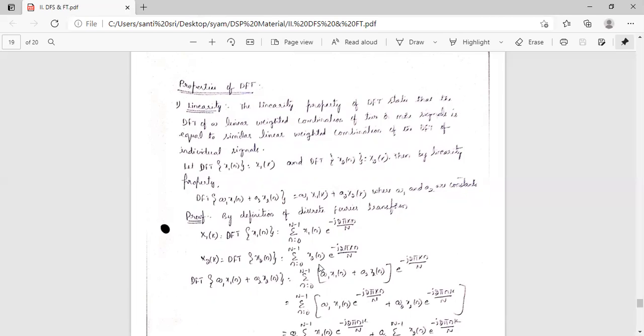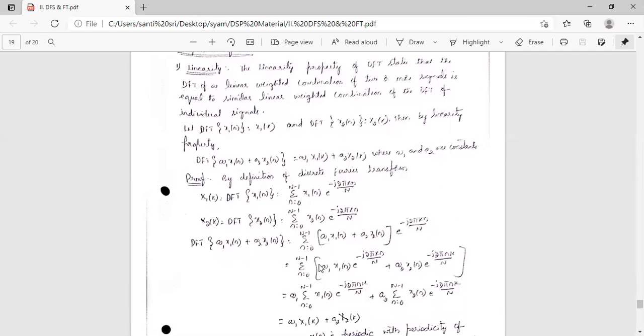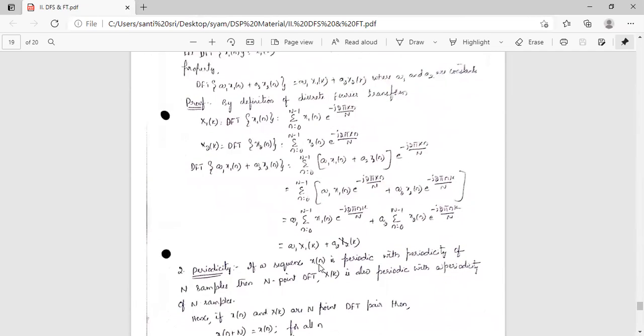Let DFT of x1 of n is x1 of k and DFT of x2 of n is x2 of k. Then by linearity property, DFT of a1 into x1 of n plus a2 into x2 of n is equal to a1 into x1 of k plus a2 into x2 of k, where a1 and a2 are constants. Okay, a1 and a2 are constants. Let us prove this.